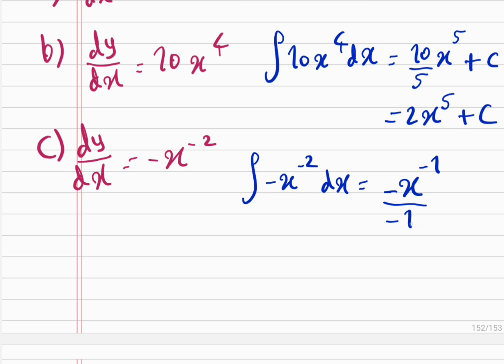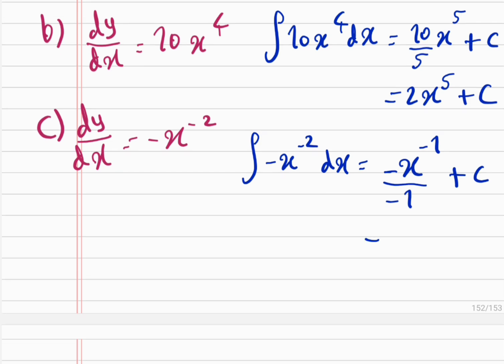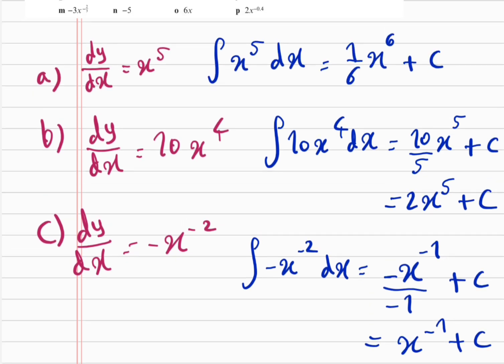Also, you don't need to write this down if you want to do this in your head. Feel free to do it that way. As you get more experience, you don't need to write this down. And then also plus c. So this simplified is simply x to the power minus 1 plus c. And again, x to the power minus 1 differentiates to minus x to the power minus 2, and c differentiates to 0. Okay, that's it for this video, and thank you for watching.